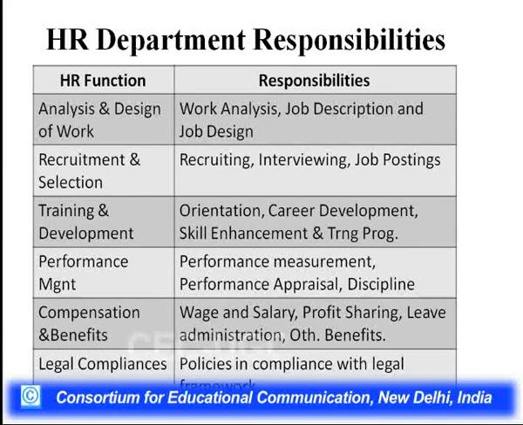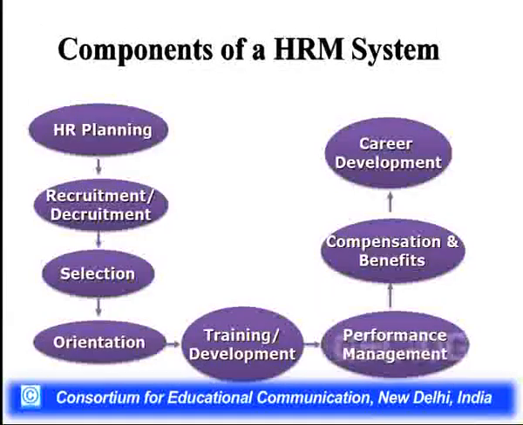The next is the compensation and benefit part of the HR function, where the different components can be worked out in detail, which may include the wages and salary component, leave administration, and any provisions related to profit sharing, etc., or maybe other benefits, maybe fringe benefits. Then the last is legal compliances: different legal provisions, acts, or different legal frameworks have to be complied with in this particular case.